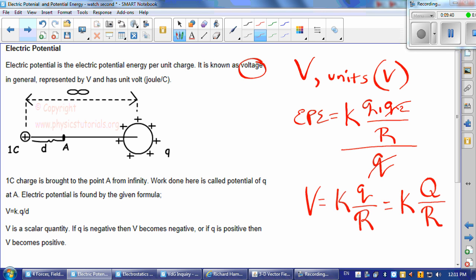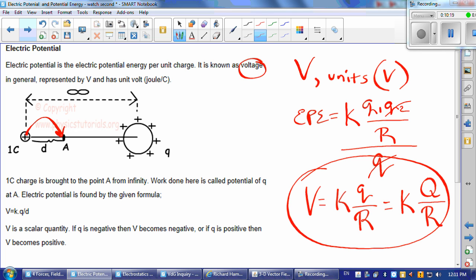So let's take a look at this picture. This is an infinite distance. Now don't be confused or put off by the infinite thing. It just means you're taking it from a really long ways away to a really close position. That's all the infinite thing means. So it says 1 coulomb of charge is brought to point A from infinity. So it's brought from here to there. Work done here is called potential of Q at A. Don't worry about the notation. Electric potential is found with the given formula, which we have over here already derived.